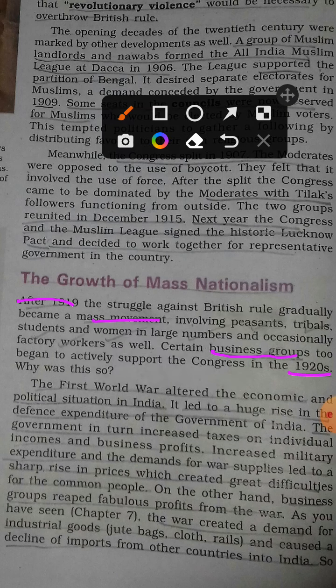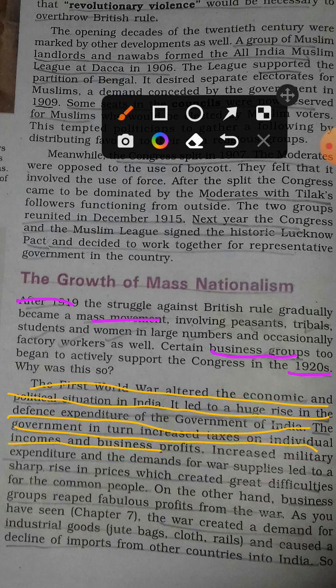The First World War altered the economic and political situation of India. It led to a huge rise in the defense expenditure of the Government of India. The government in turn increased taxes on individuals' incomes and business profits. Increased military expenditure and demand for war supplies led to a sharp rise in prices, which created great difficulties for the common people.